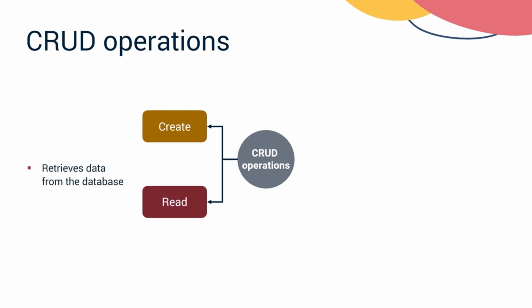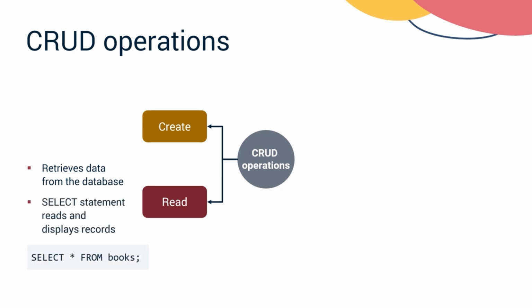The read operation retrieves data from your database. You use the select statement for this purpose. The select command retrieves all book records, allowing you to show them in your app. You can use the command shown to display all books in your library app.